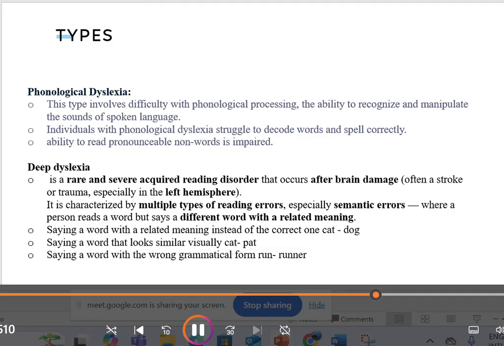It is a rare and severe acquired reading disorder that occurs after brain damage, that is trauma especially.